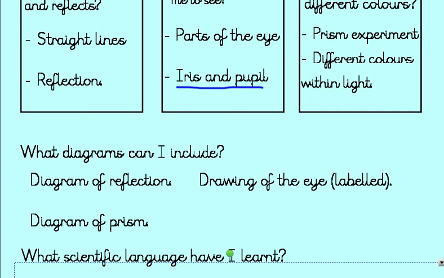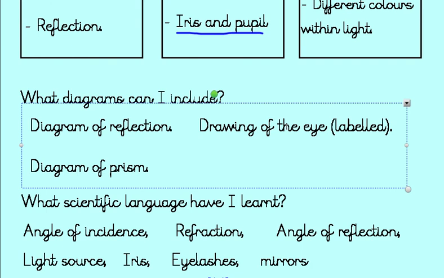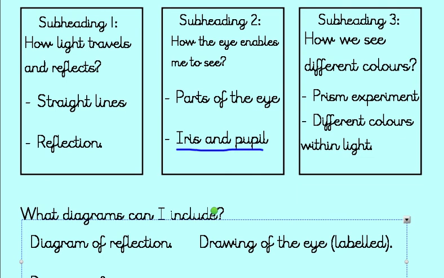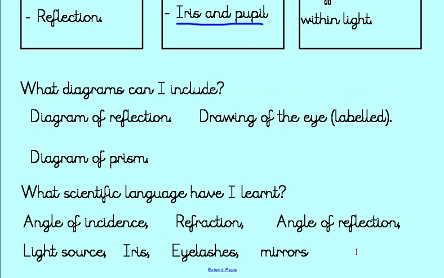Then you're going to think about, well, what diagrams can I include in my report? Because if it's just writing, it's going to be boring. So can I draw some diagrams in my report? Can I draw the diagram of reflection? Can I draw the diagram of a prism? Can I draw the eye and label it? Especially that would be really good in how the eye enables me to see. And then finally, what scientific language have I learned? Well, I've learned all these other things, and how can I then use this scientific language in my report?